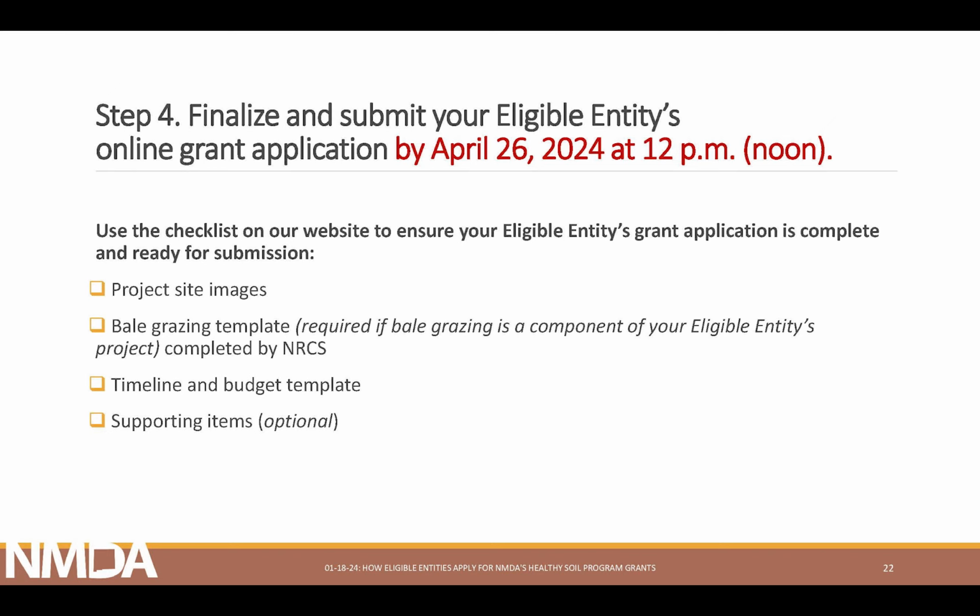We talked about the timeline and budget template and how critical and central that is to your project. So of course, you'll want to make sure you attach that in the right spot on your online application. And if you choose to submit supporting materials, maybe letters from local landowners, maybe local natural resource interested organizations that really support your project, you're welcome to solicit letters of support from those organizations and people and submit them as part of your application. But again, that's not a requirement, because certainly some eligible entities will be doing projects on their own land. So these supporting items, as we say here on the screen, are optional.